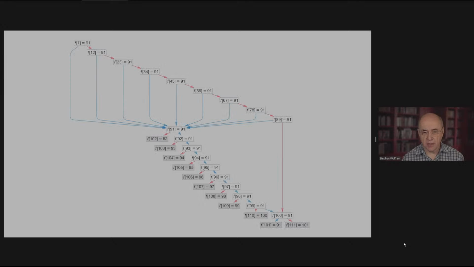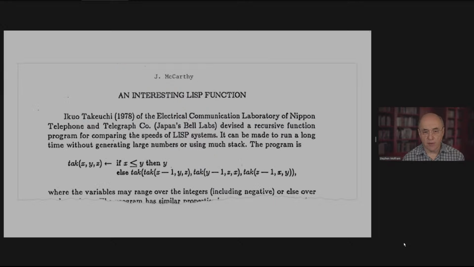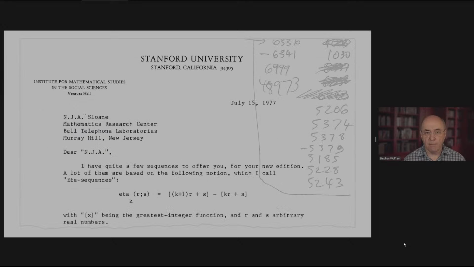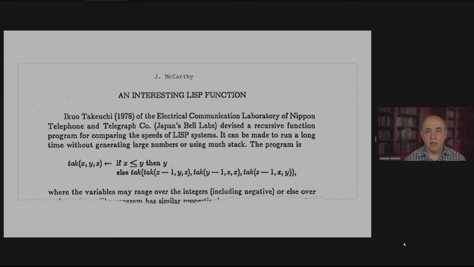Oh, that's the graph for the 91 function. So this is Takeuchi's triple recursive function that John McCarthy called TAK. But in all these cases, the focus was on how these functions will be evaluated, not on what their behavior would be. And it was typically very, very simple behavior.